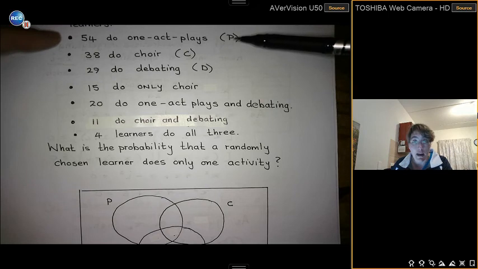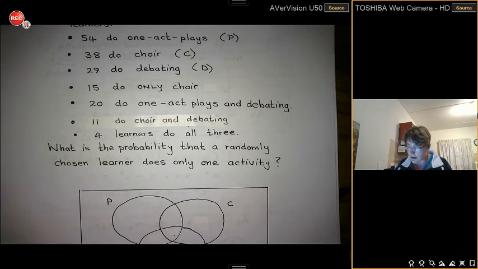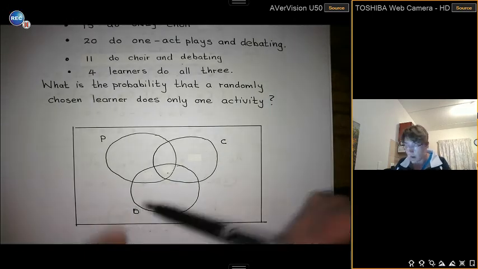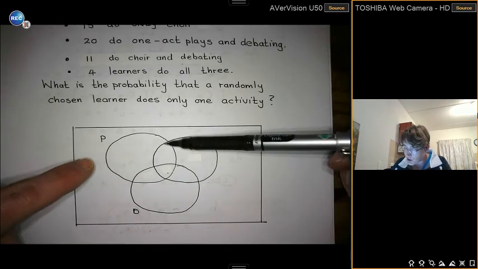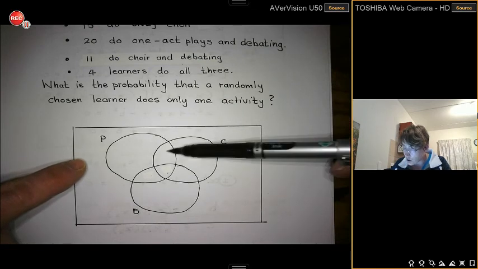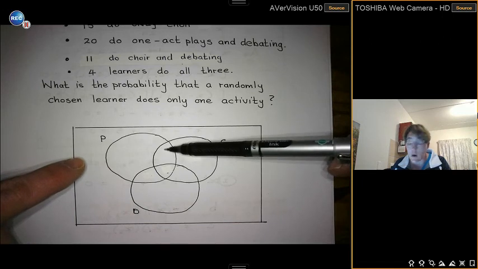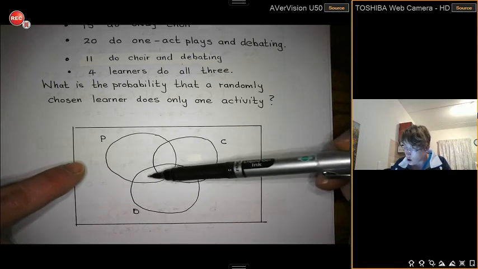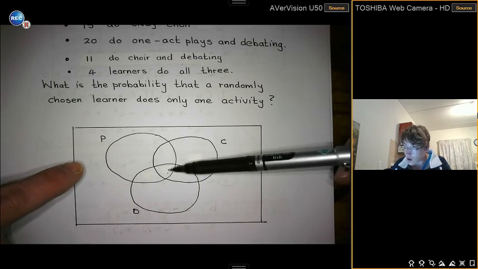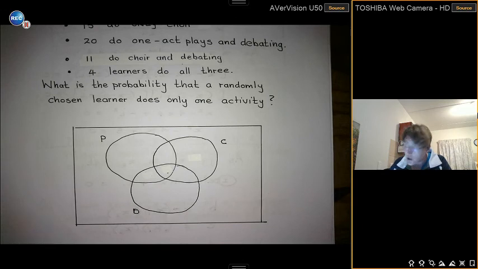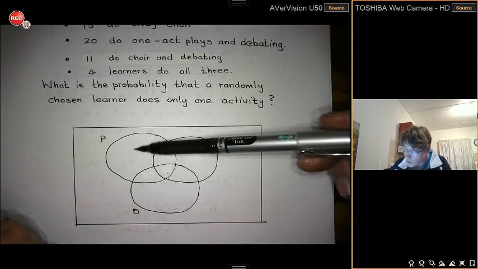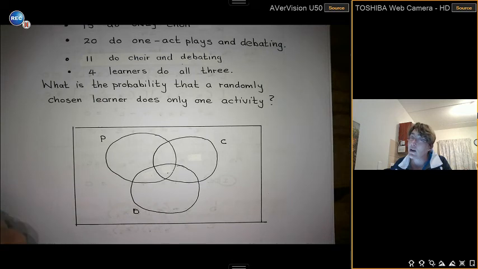the 54 learners who do one-act plays. Because the problem is, if you look over here at my sets, which I've divided into one-act plays, choir, and debating, then if there are 54 learners that do one-act plays, they can go in here, which are the learners that only do one-act plays, over here, which are the learners that do one-act plays and choir but not debating, over there, which are the learners that do one-act plays and debating but not choir, and over there, the learners that do all of them. So that's why you can never start with that 54, simply because it needs to be split up into 4 spaces, and currently I don't know what goes where.